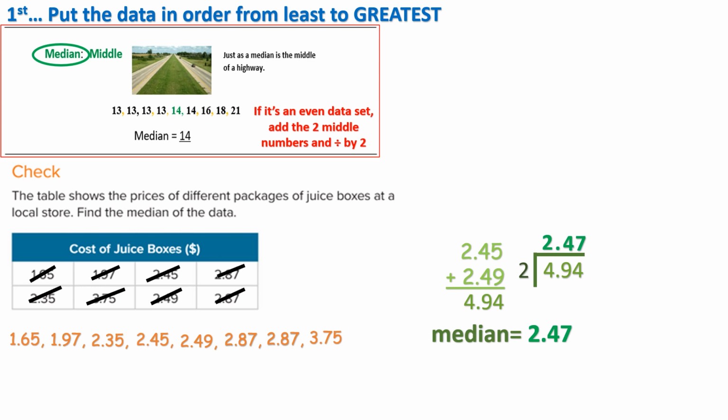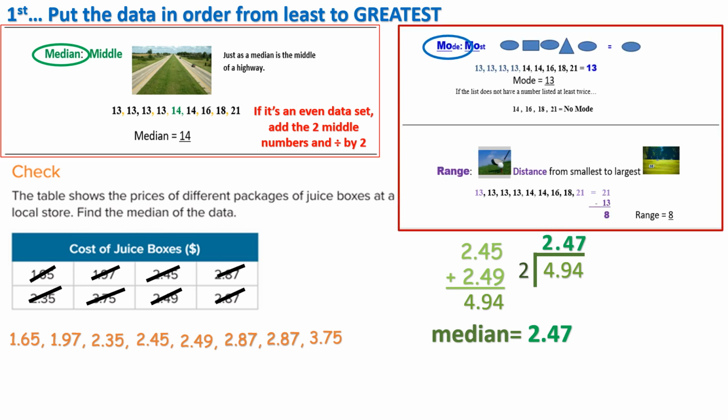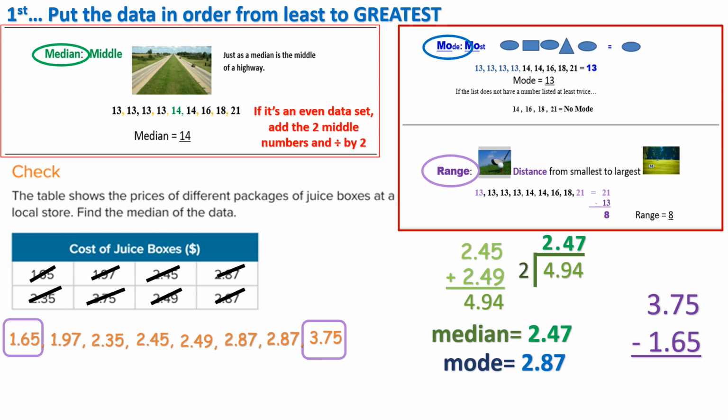All right, so what about the mode? Are there any that are repeated? There are, the 2.87. So my mode for this data set is just 2.87. And then the range is, once again, subtracting the largest and the smallest. So in this case, I have 3.75 minus 1.65, bringing down my decimal, and I subtract. 5 and 5 is 0, and 7 and 6 is 1, and 3 and 1 is 2. So my range is 2.1. Once again, remember, we don't put zeros at the end of our decimals unless it's money.